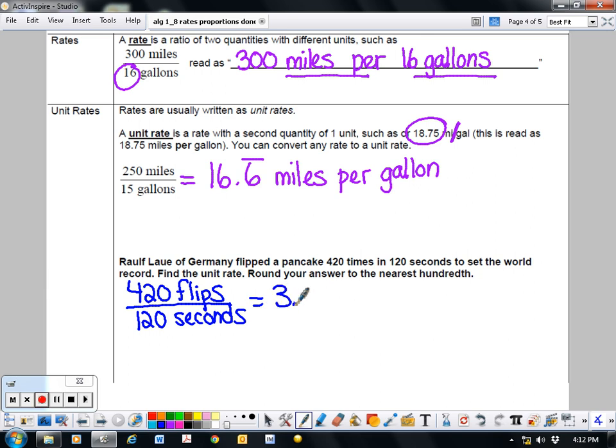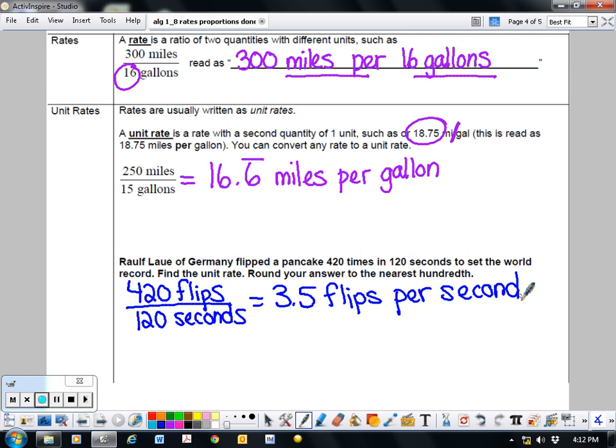And I get 3.5. What is 3.5? Well, this is where we go back to those units, and this is why it's important to pay attention to your units. This is flips per second. So for every 1 second, he flips it 3.5 times. I wonder how long it took him to get that good.